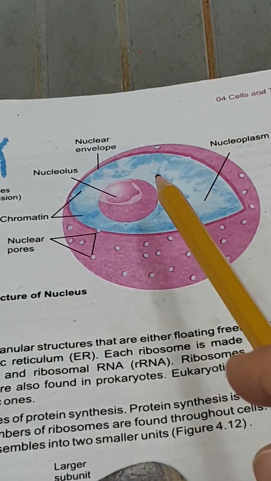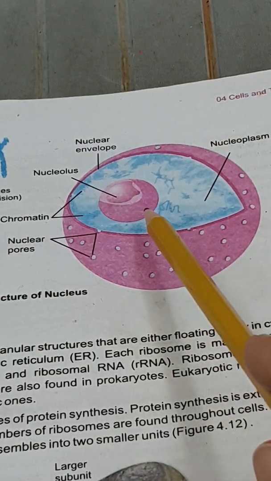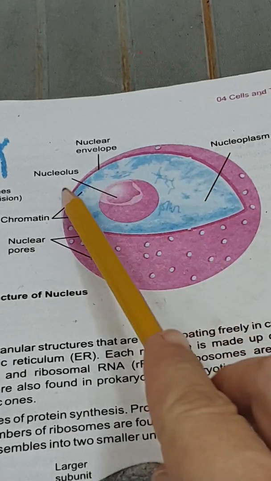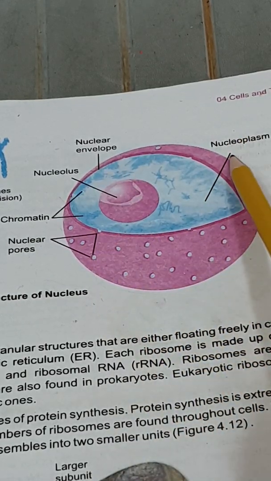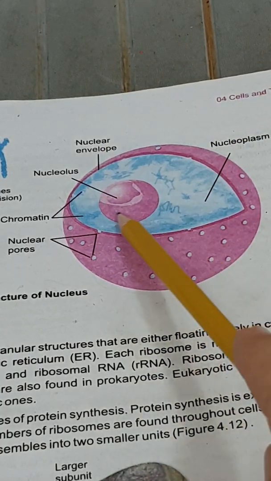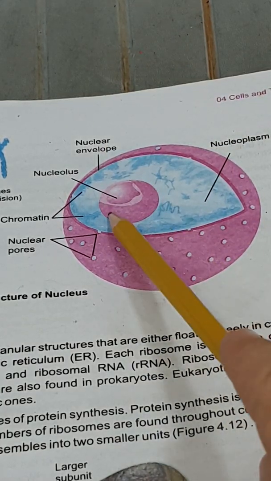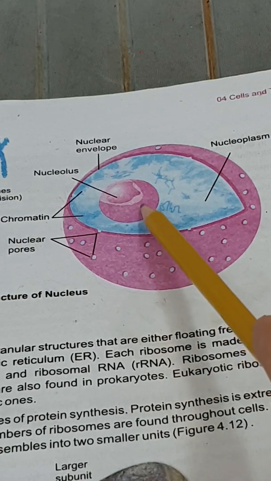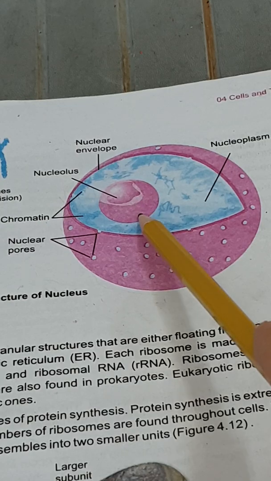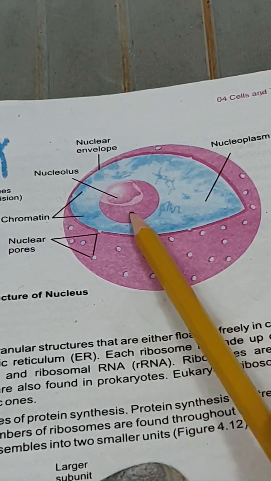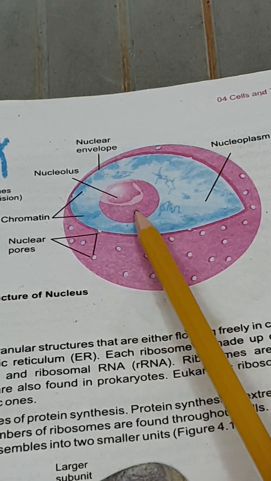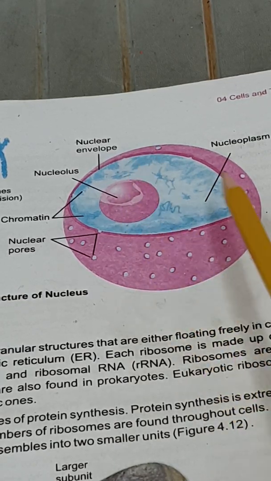Another very important structure present inside the nucleus is the nucleolus, and this is the cytoplasm of the nucleus, which is known as nucleoplasm. The nucleolus is a round structure present inside the nucleus, and it is responsible for the formation of ribosomal RNA, and ribosomal RNA is used in the process of protein synthesis. So this is the site for production of ribosomal RNA.